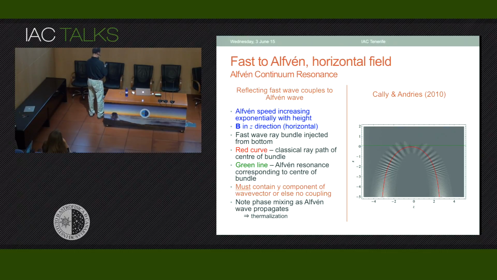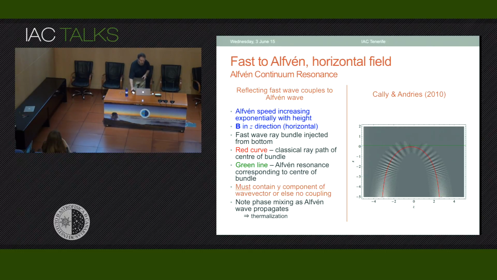So here it is. It's going up, reflecting and going down. And remember that the field lines are all horizontal in this case. That green line is where the Alfvén resonance is. I won't go into the mathematical details of it. That's the Alfvén resonance for the central line, which is this red line in the ray bundle.